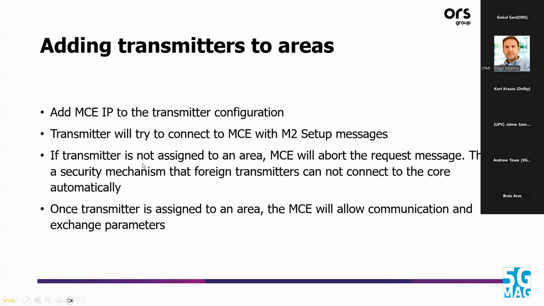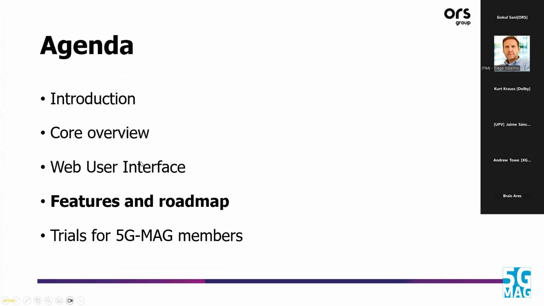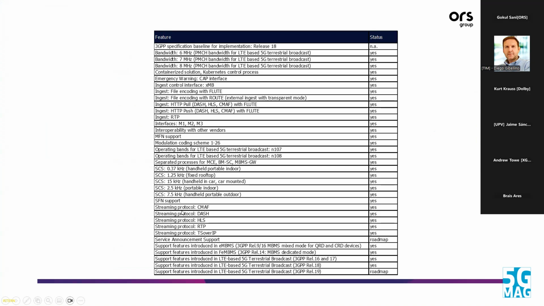So let me continue maybe here. From the feature perspective, I just want to announce there are a lot of yeses for all the features. Just want to say at the moment we're working also on the service announcement support. So that's not covered at the moment. And we also would like to early add the release 19 features if there are any in 3GPP.